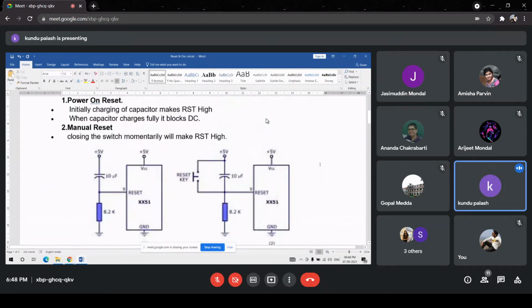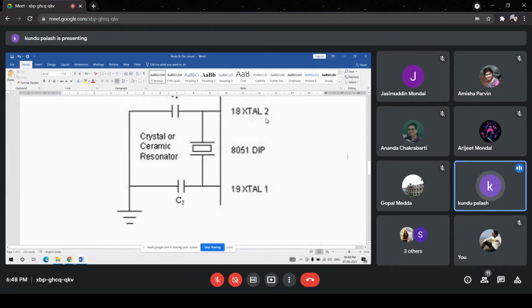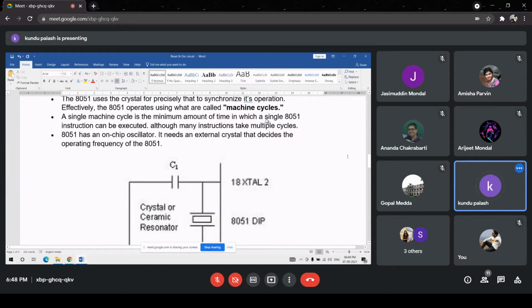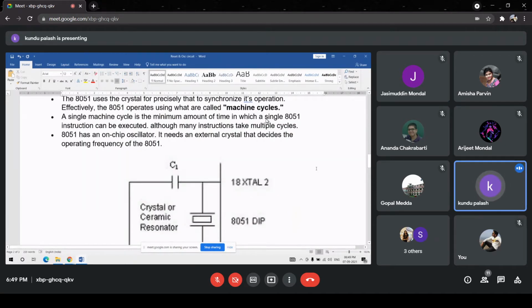Now, how the speed of the processor will depend on the oscillator circuit or the clock circuit. The 8051 will operate typically on 12 megahertz, or 11.059 megahertz.